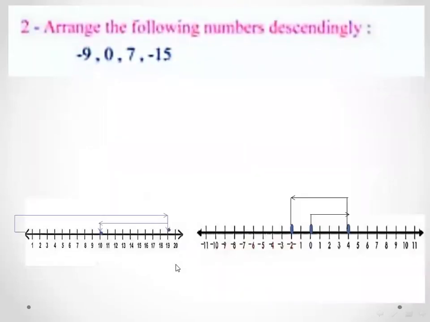Arrange the following numbers descendingly. Descendingly means from big to small. I have negative 9, 0, 7, negative 15. So the biggest number here is 7, then 0, then negative 9, then negative 15. And remember, when you see a small number, its value is big, only for the negative numbers.